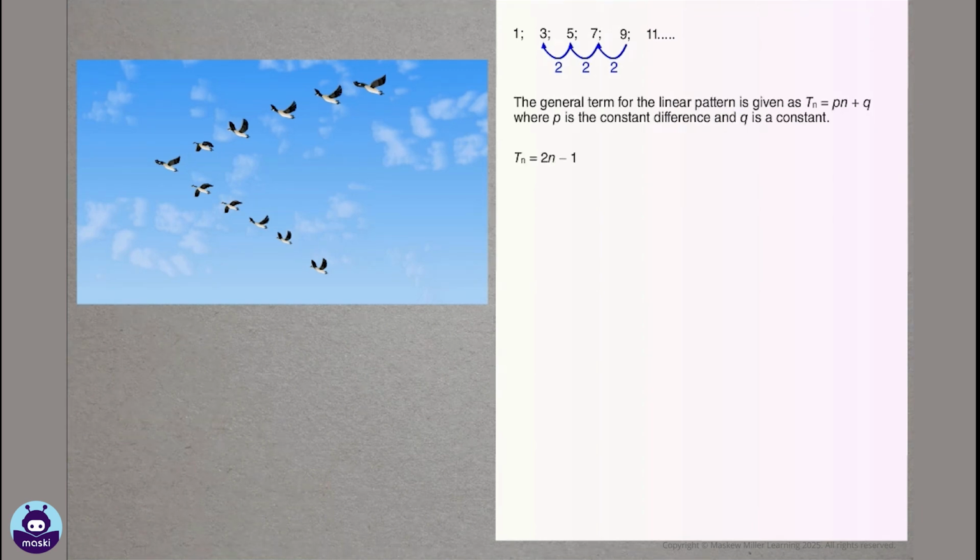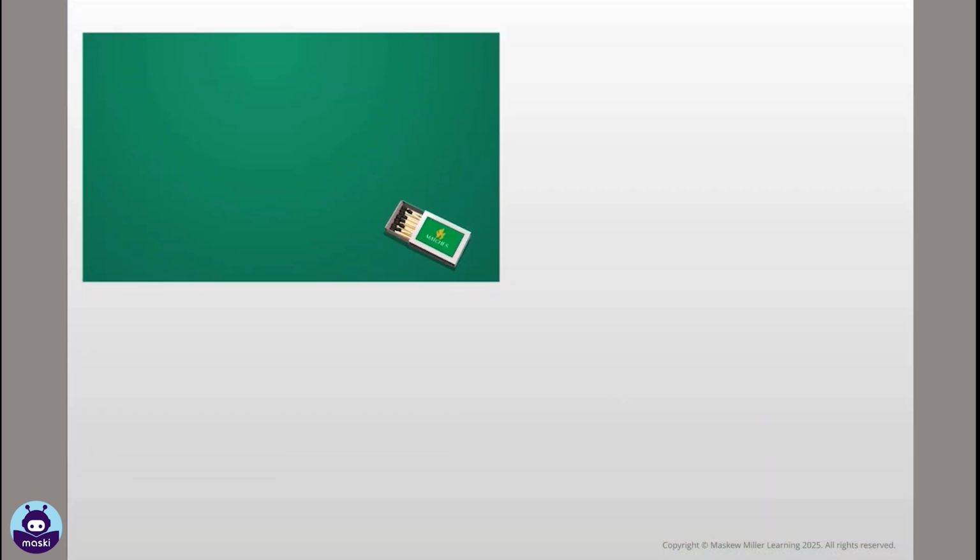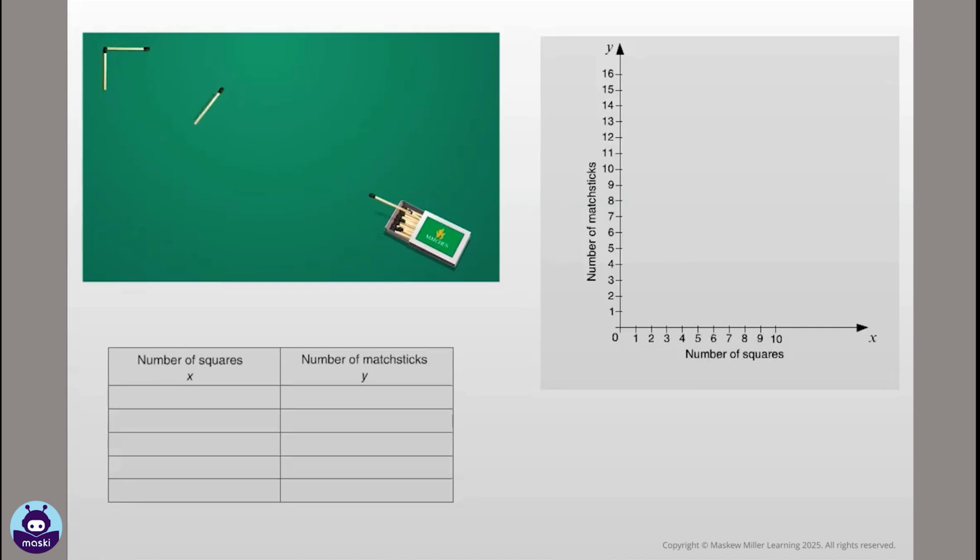The general term for the linear pattern is given as Tn equals Pn plus Q, where P is the constant difference and Q is a constant. Let us now represent the relationship between the nth term and the number of terms on a graph.